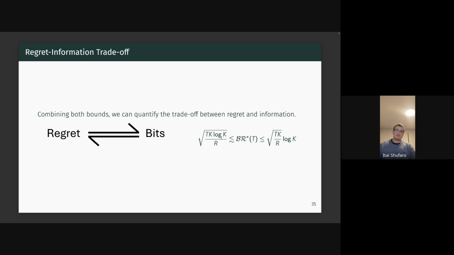So for example, if we take the lower and upper bounds and substitute, say, R equals 5 bits, and we know our T, our horizon, and the number of arms in our problem, then we can get a valid range of regrets. We can say this number of bits is equivalent to regret between this value and this value. So while we don't have an exact answer that 5 bits in this environment is equal to this amount of regret, we still have some sort of estimate of how many bits is equal to how much in terms of regret.